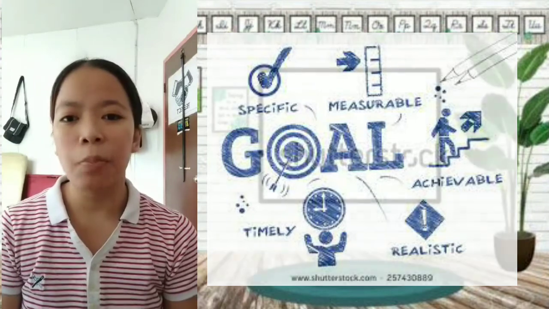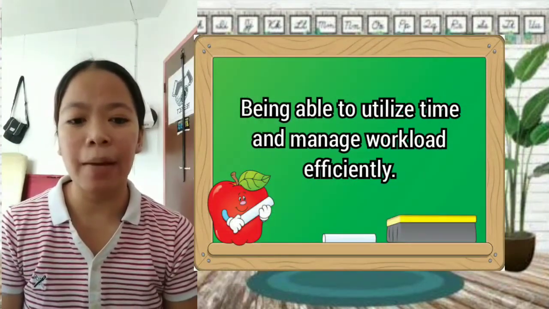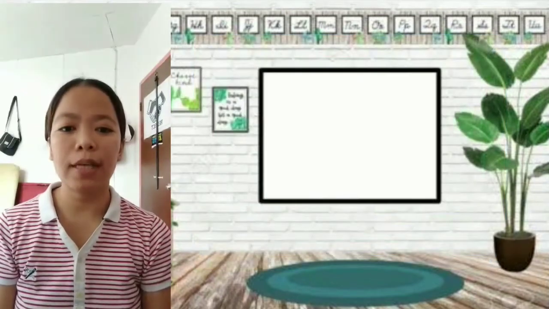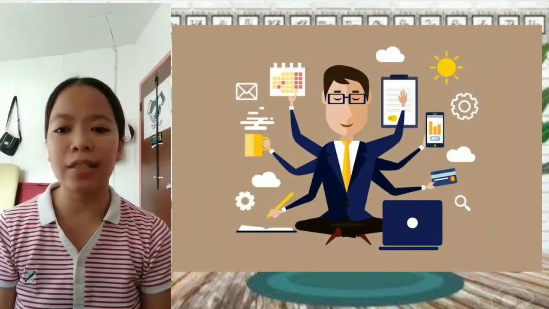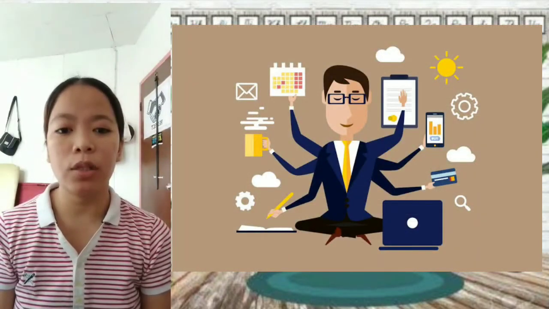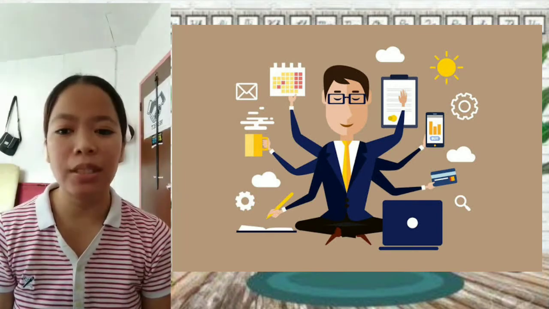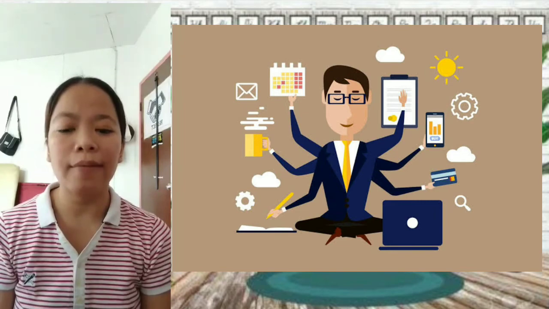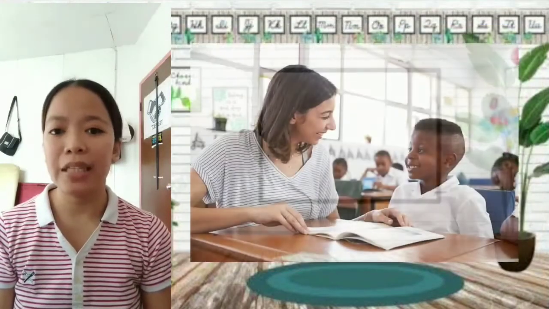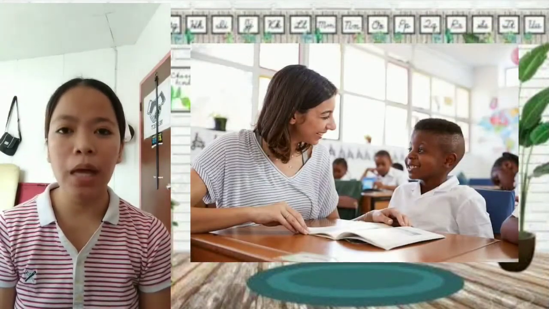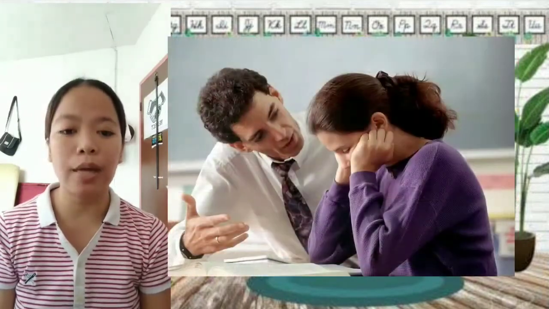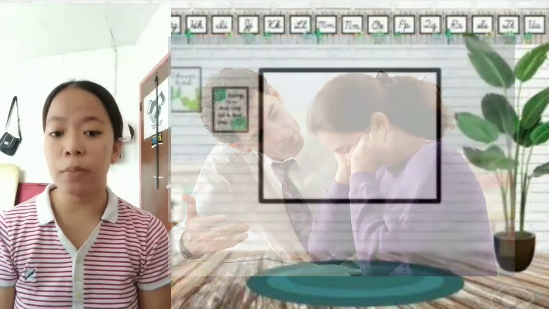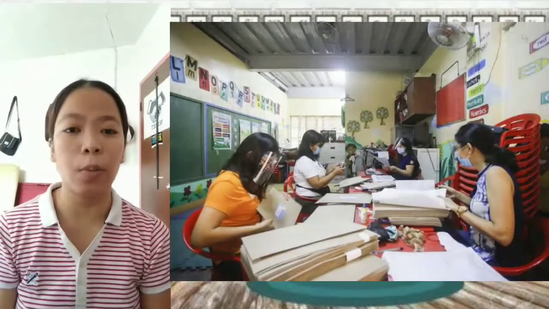Moreover, it implies being able to utilize time and manage workload efficiently. It is common for 21st century workers to do multitasking, where one takes on different work, roles, and responsibilities at the same time. This is even more true in your life as a teacher. You are a facilitator of learning in your classroom, a counselor for your students, and sometimes a colleague while you do administrative reports needed in your classroom and school.